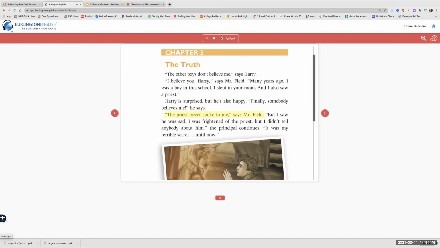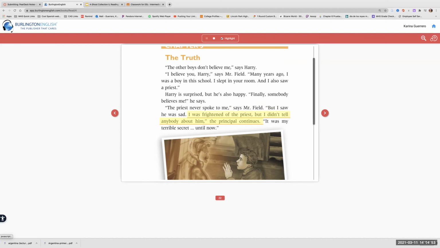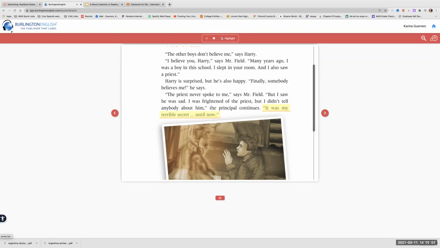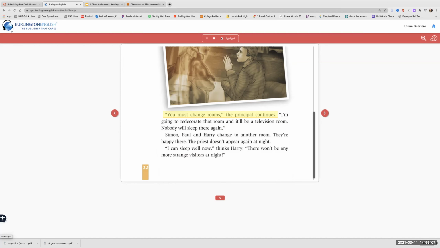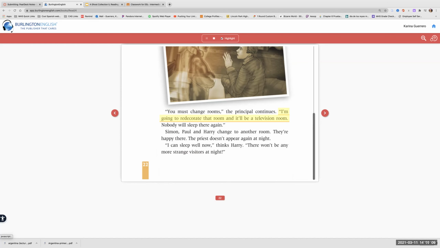"The priest never spoke to me," says Mr. Field. "But I saw he was sad. I was frightened of the priest, but I didn't tell anybody about him," the principal continues. "It was my terrible secret until now. You must change rooms," the principal continues. "I'm going to redecorate that room, and it'll be a television room. Nobody will sleep there again."